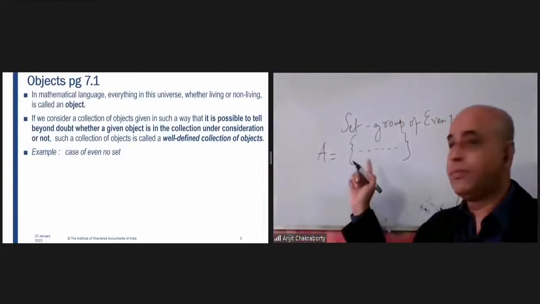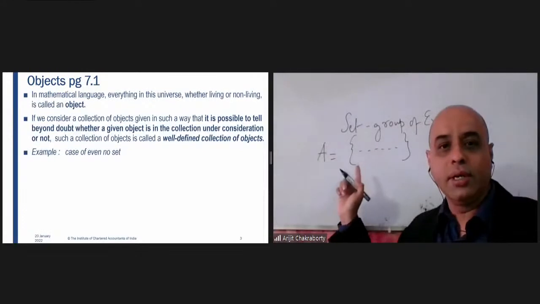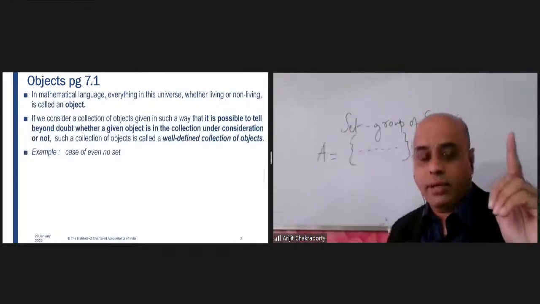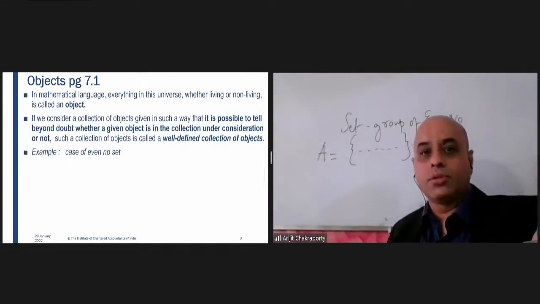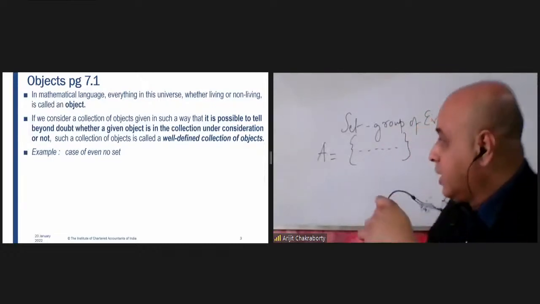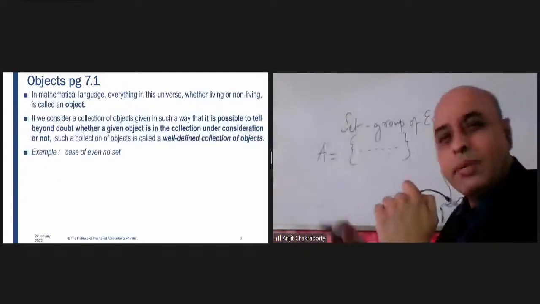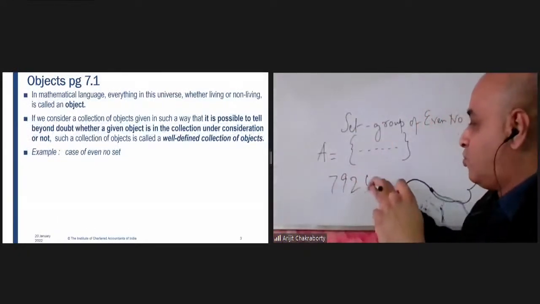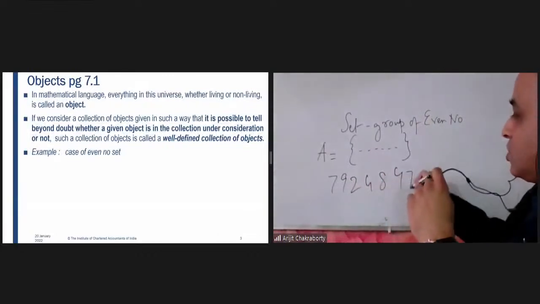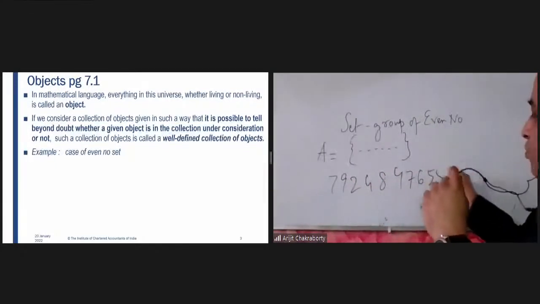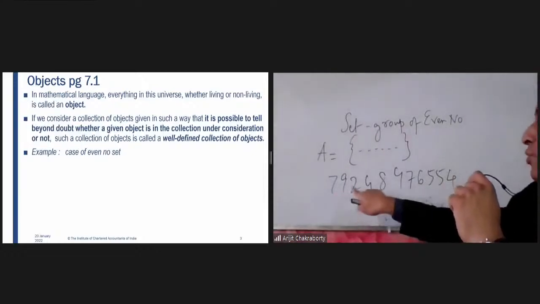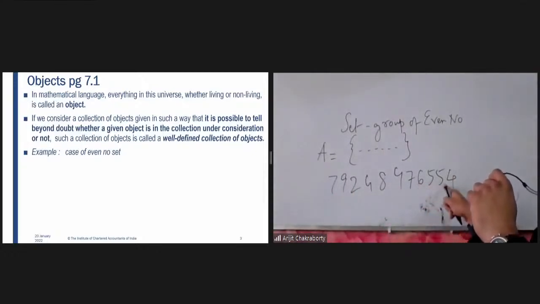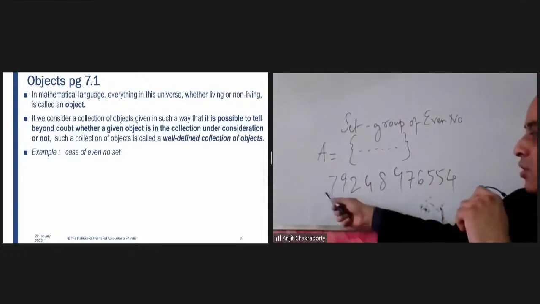And what if you want to be a member of this group? What should be your characteristic? Your characteristic should be that you should be even. That means the number should be even. Then if I ask you, I'm writing a big number randomly, which comes to my mind: 7, 9, 2, 4, 8, 4, 6, 7, 6, 5, 5, 4. That's 11 numbers. So it's a long number.